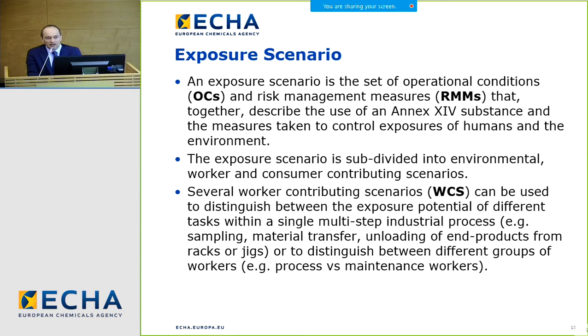For instance, sampling, material transfer, loading, and unloading of substance or end products. And to distinguish between different groups of workers. You can have workers that are involved only in the process areas, and some workers that only do maintenance, so you have to clearly distinguish between these types of workers.